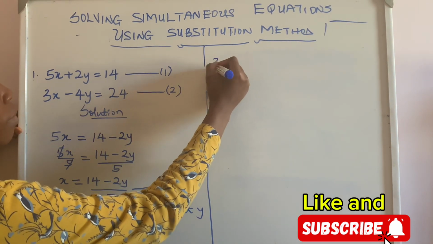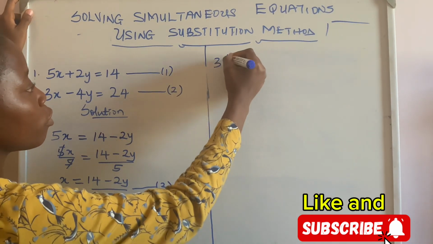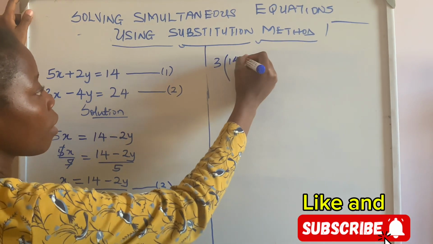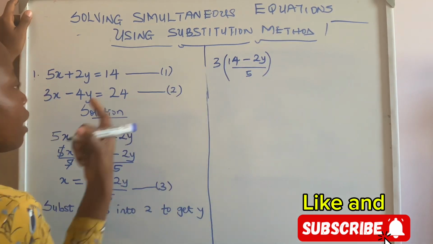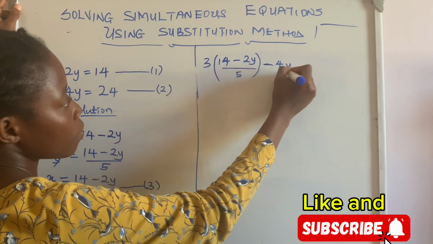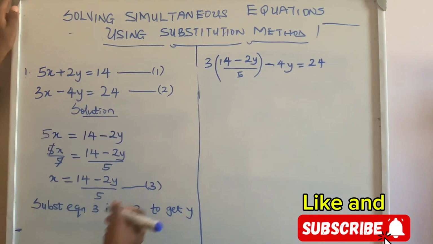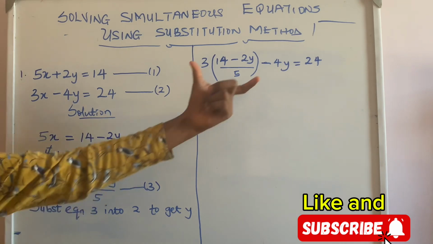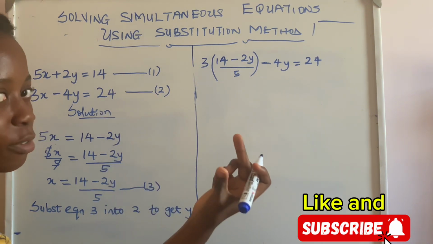So while putting this, you have 3x, and x is equal to 14 minus 2y over 5. So you just put your 14 minus 2y over 5, and then you close your bracket, minus 4y is equal to 24. Now by looking at this, what do you notice? You see that now everything here has just either y or a normal number. There is no more x to make it so complex for us. So how about we find the value of y right now? You try to make y the subject of the formula.